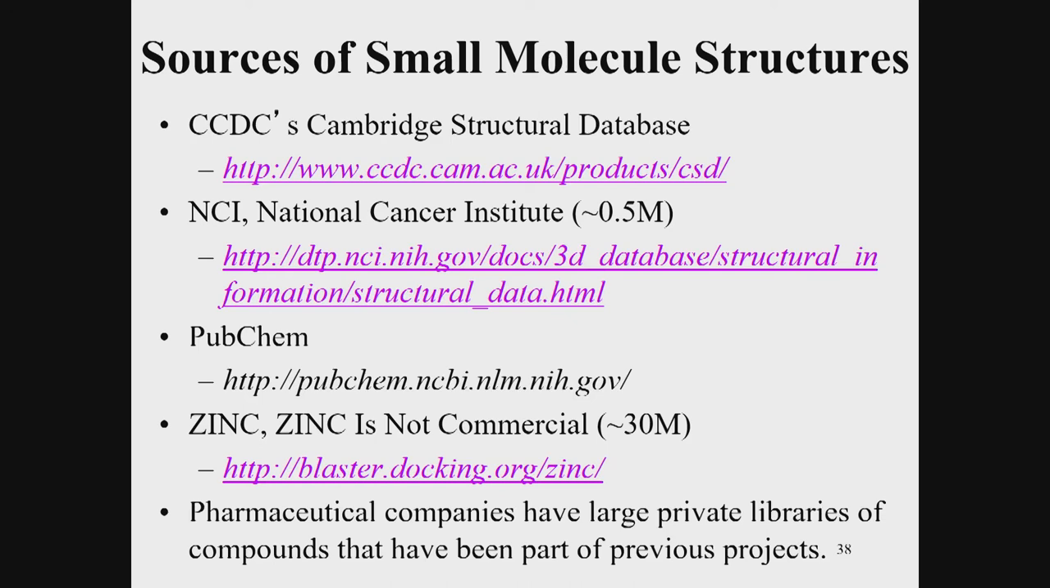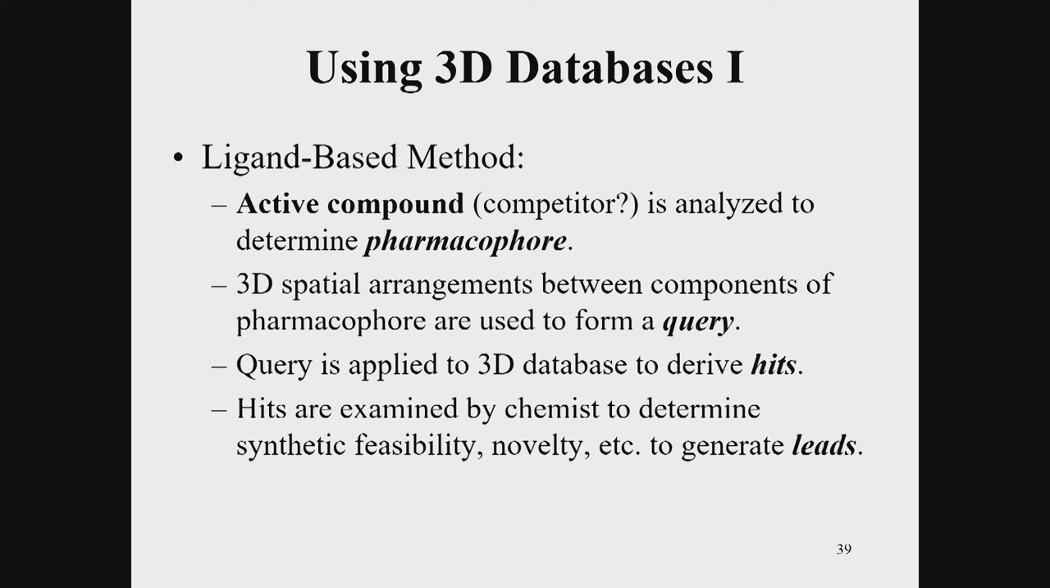So let's use our 3D databases in two different ways. This is the first way, the ligand-based method. Let's say our competitor has an active compound and they're making billions on it. We want to see if we can get something in the same space that will allow us to make billions too. So we take our competitor's compound, we find out what its structure is, and we determine a pharmacophore. By using the spatial arrangement of the components of the pharmacophore, we can form a query, apply it to a database and look for hits, and then we go on to the chemist. We'll show it to the chemist and see if he can make leads and analogs and so forth.